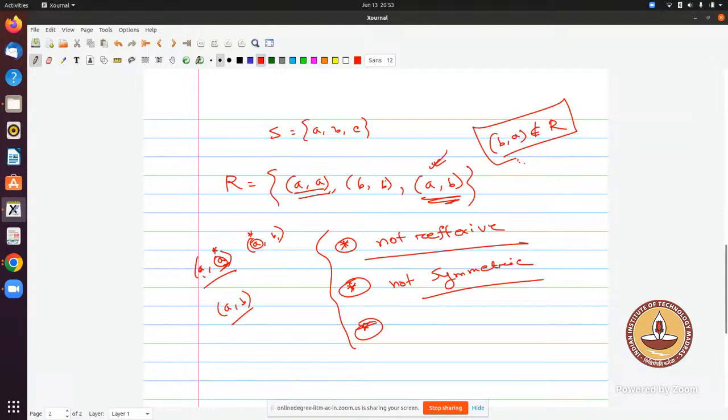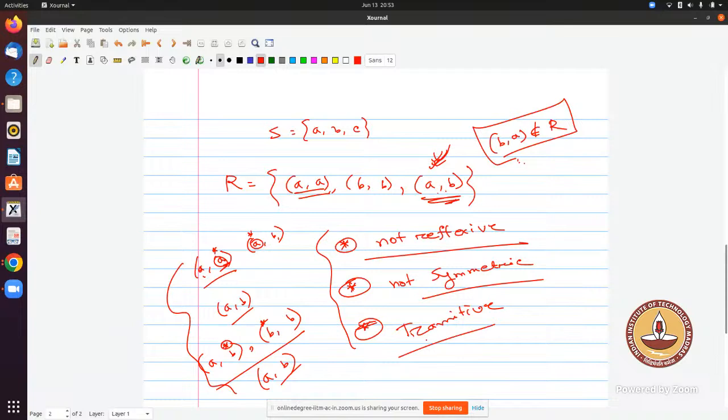Any element starting with B? There are no other elements starting with B other than this, so I can take (A, B) and (B, B). This is also happening, right? This is the second element, this is the first element. If I combine this, (A, B) should be there, which is already there. So our transitive property is satisfied for all the elements. So it is transitive.